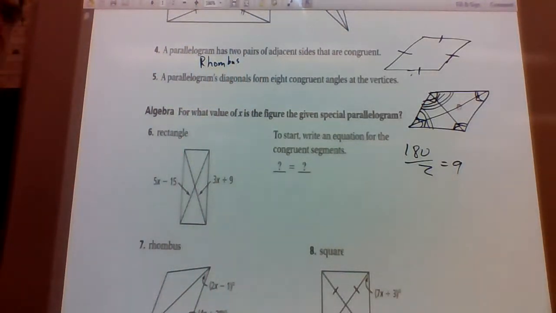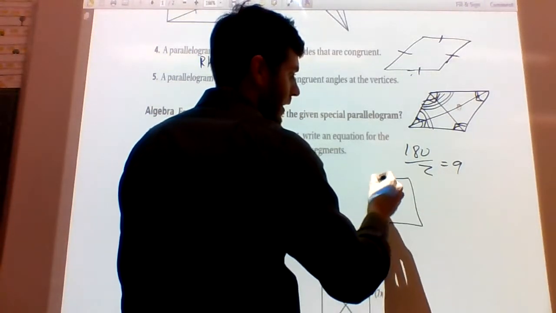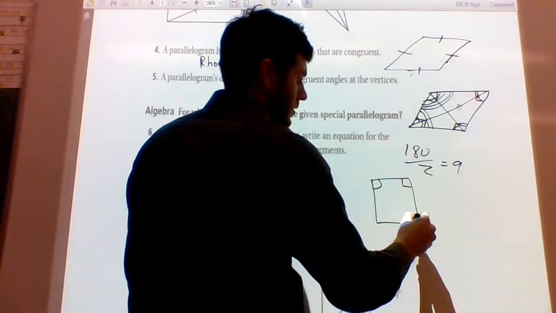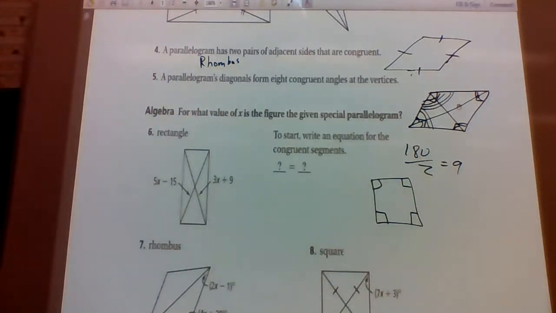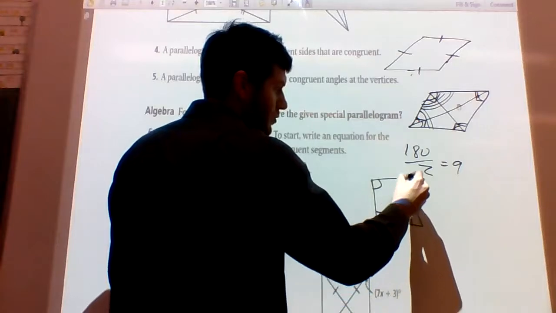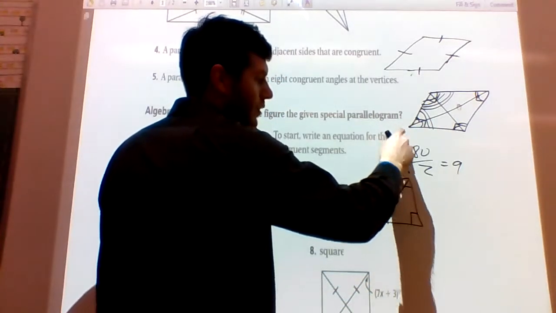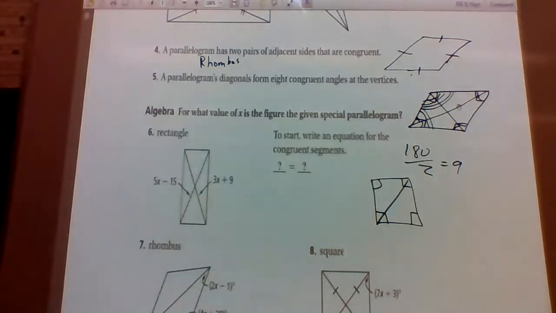So the only way, if we want all 8 vertices to be the same, is to have a square. In order for these to be the same, we need to bisect, so we need a rhombus, right? And we need to have a rectangle because we need to have 90-degree angles at each one.